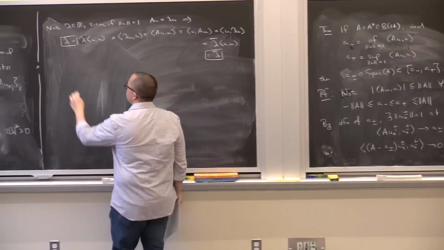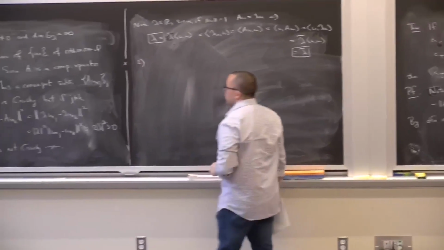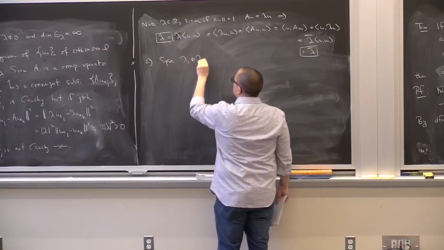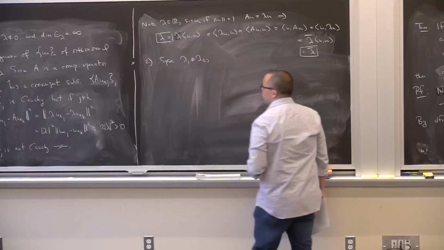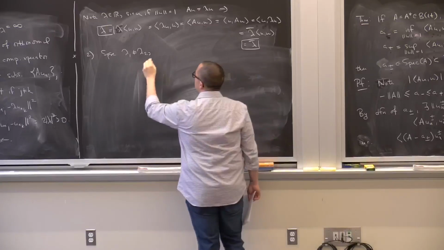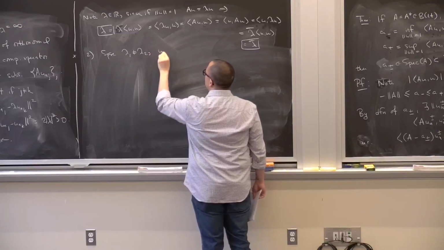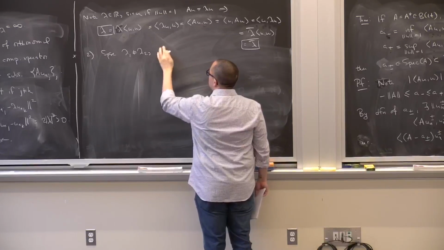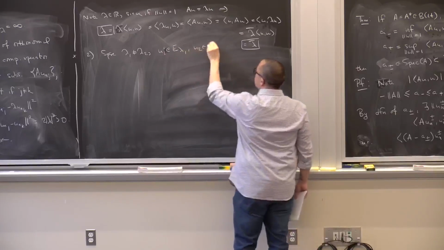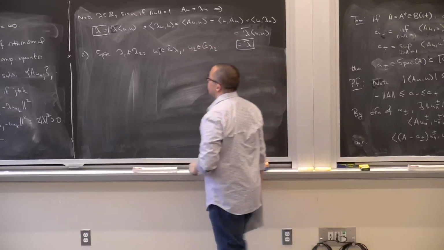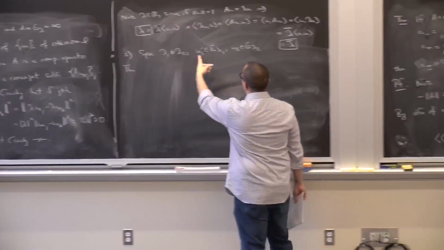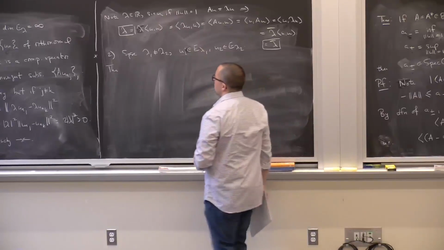Okay, so now let's show that distinct eigenspaces have to be orthogonal to each other. Suppose lambda 1 does not equal lambda 2. U1 is in E lambda 1. U2 is in E lambda 2. So now what I'd like to show is that the inner product of U1 with U2 is equal to 0.